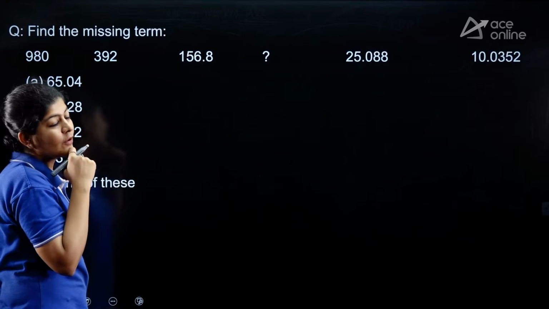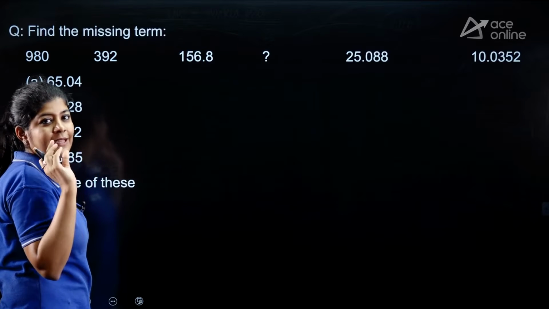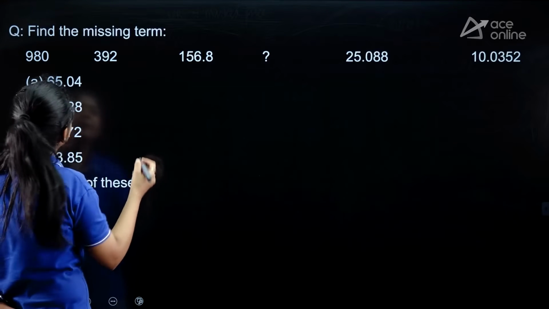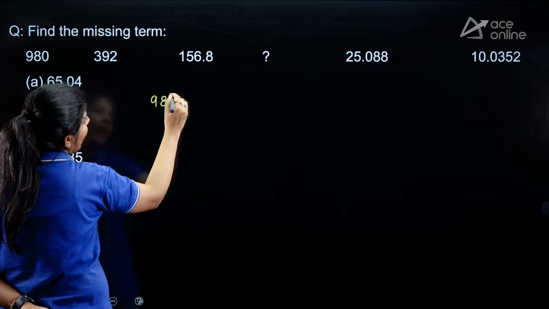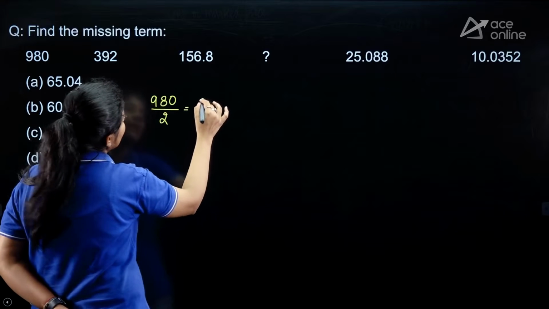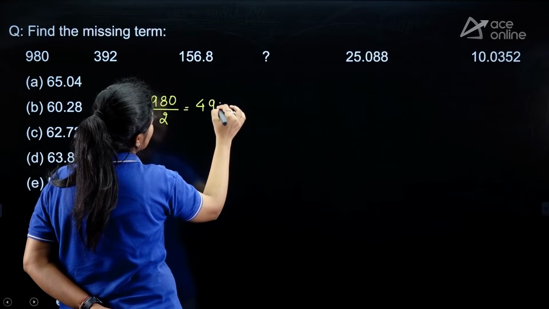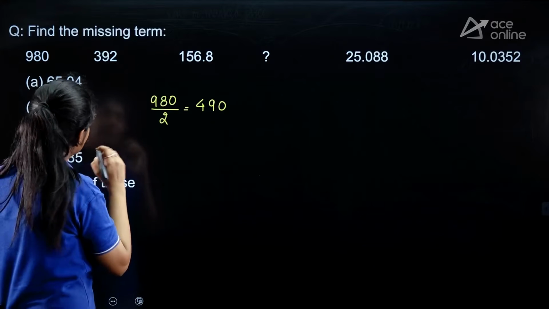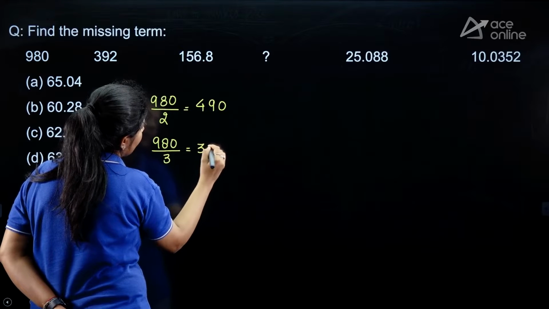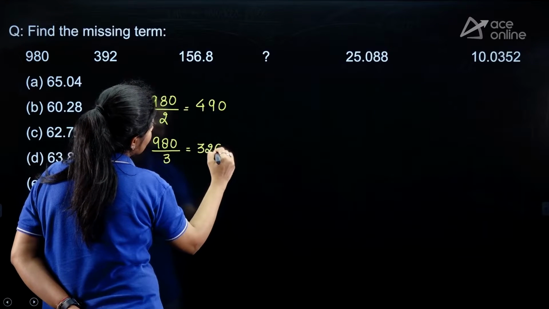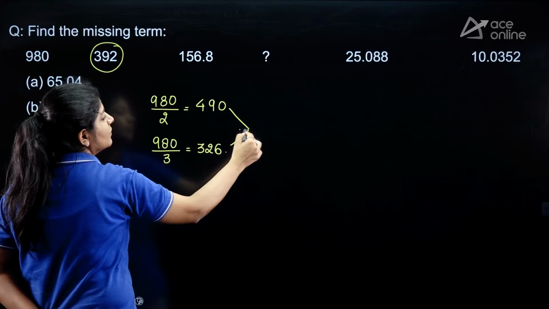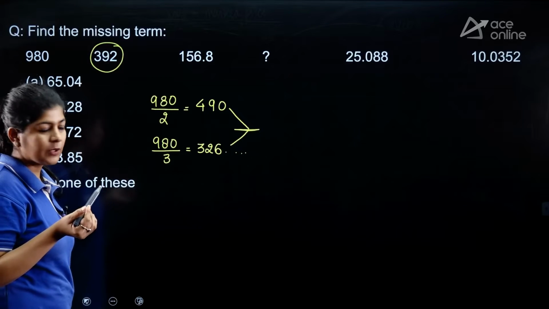So here we know that if I want to convert this value to this one, I need to introduce a variable, and we can say the decimals as well. That means there is some combination of decimals or fractions in the series, right? Okay. So if I divide this 980 by 2, we get 490. If I divide this 980 by 3, I am getting 326 point something, and this value is lying somewhere in between these two, right?